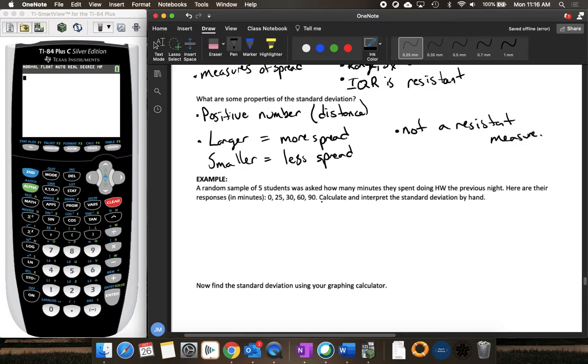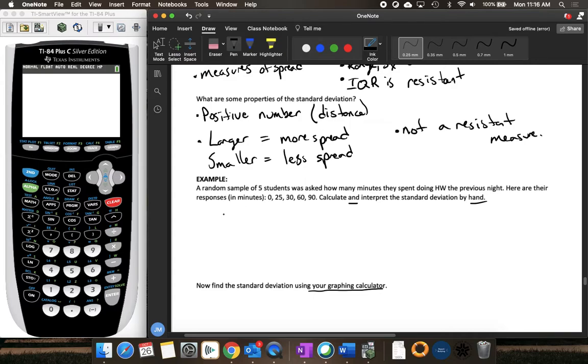It wants us to calculate and interpret, so we have 2 parts: the standard deviation first by hand, then we'll find the standard deviation using the graphing calculator. This might be the only time we actually do it by hand, and I just wanted to show you how the formula works. You'll have your graphing calculator to do most of the rest of the work for you.